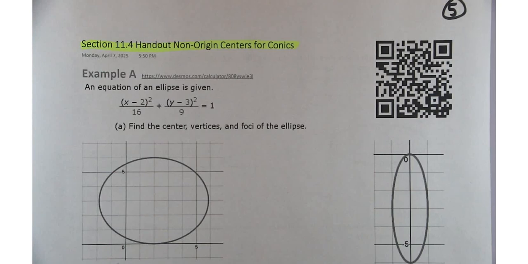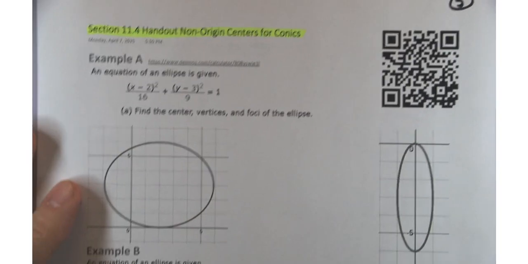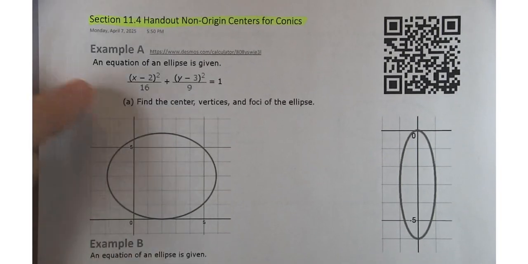In 11.4, we're going to start moving away from having everything centered at 0, 0. In 11.1, 2, and 3, we had a vertex of 0, 0. We had centers at 0 and 0 for our hyperbolas and ellipses, but we're going to move away from that into problems like number A here.